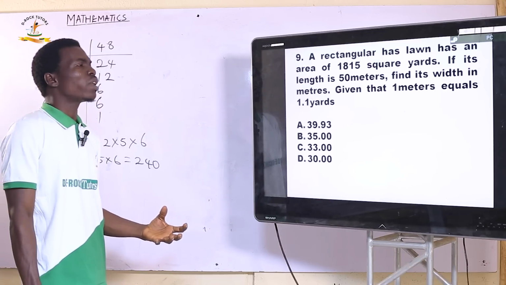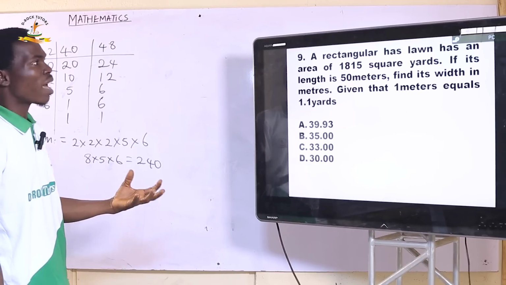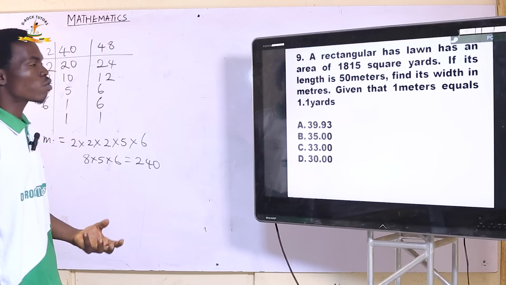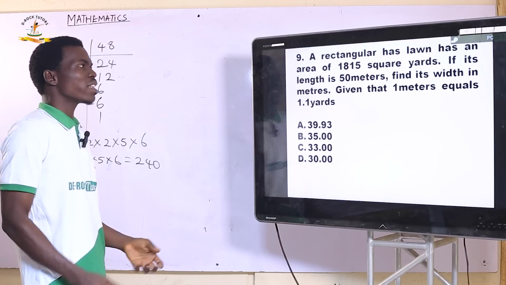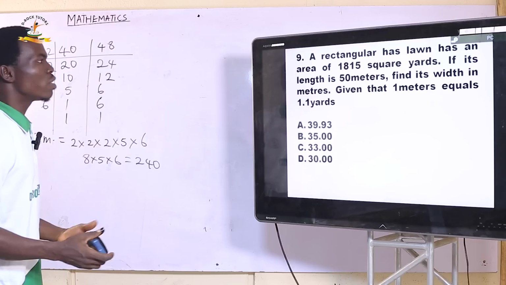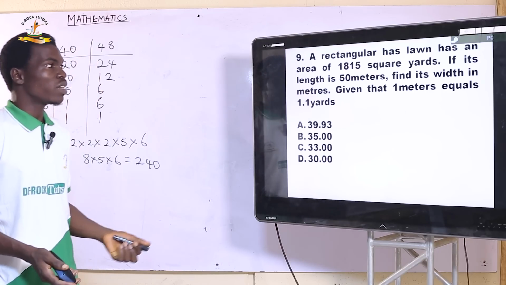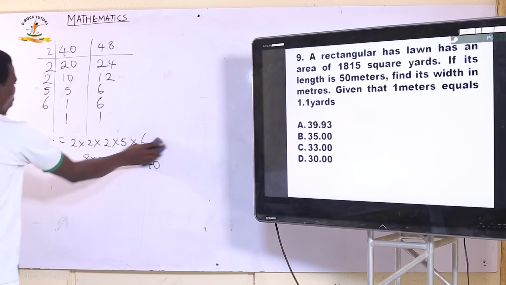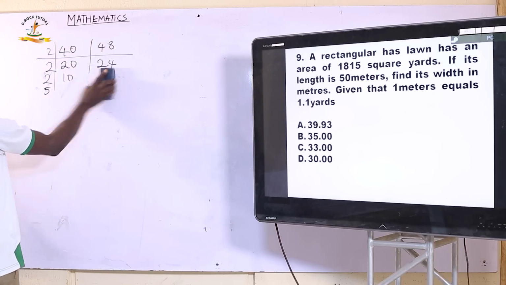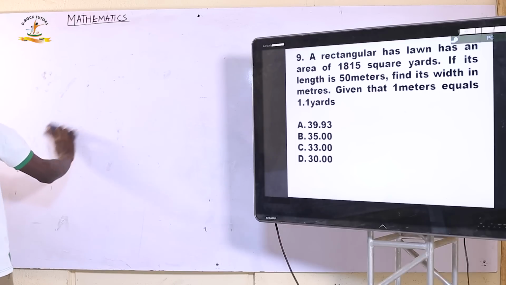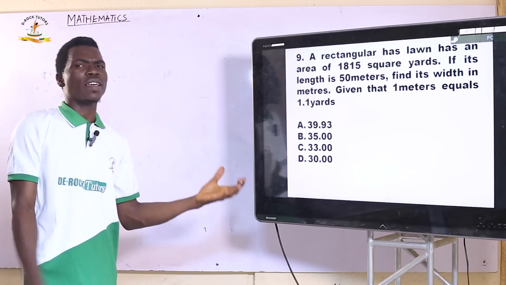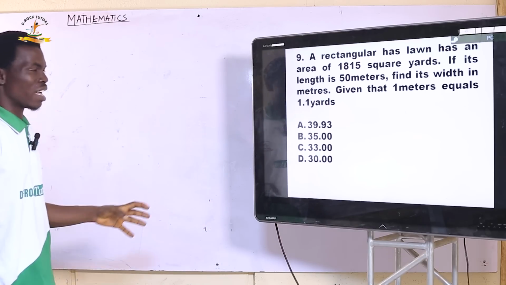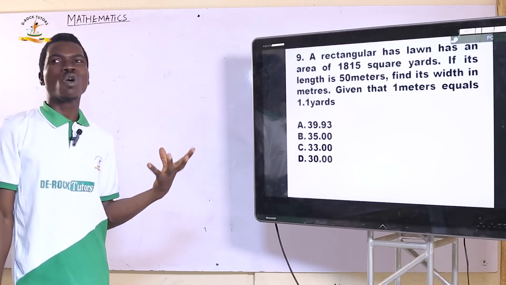Alright, a rectangular lawn has an area of 1,850 square yards. If its length is 15 meters, find its width in meters, given that 1 meter equals 1.1 yards. And here we need to run some conversion. So I will advise in this kind of scenario, we bring all our meters down to yards, or we bring all our yards to meter.